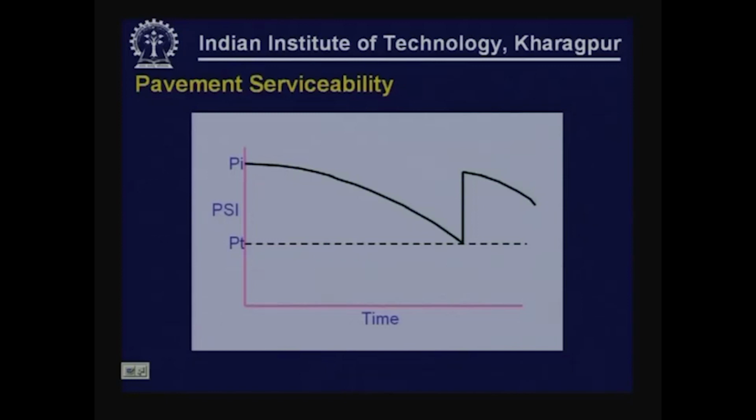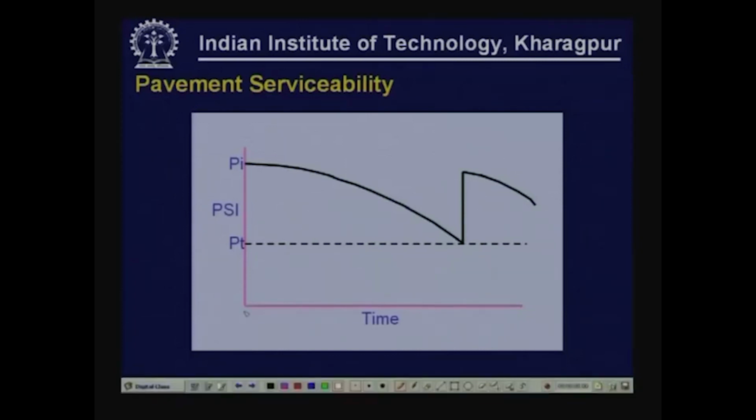For example, in this chart we see how the present serviceability index is going to vary with time. So, soon after construction, this is the serviceability index that is available, but with time this is going to deteriorate. In what manner it is going to deteriorate, what shape it is going to take, will be a function of the type of road, type of materials that are used, and also maybe the type of intermediate maintenance that is carried out.